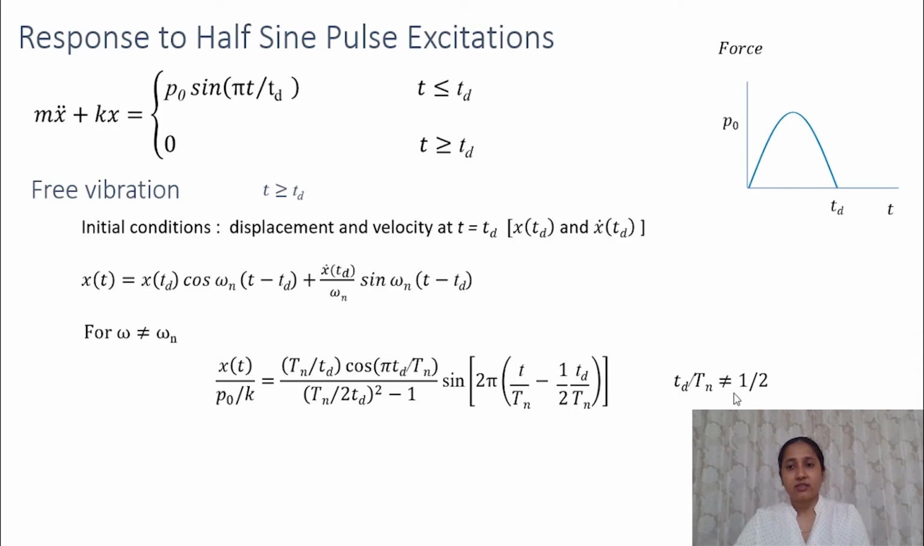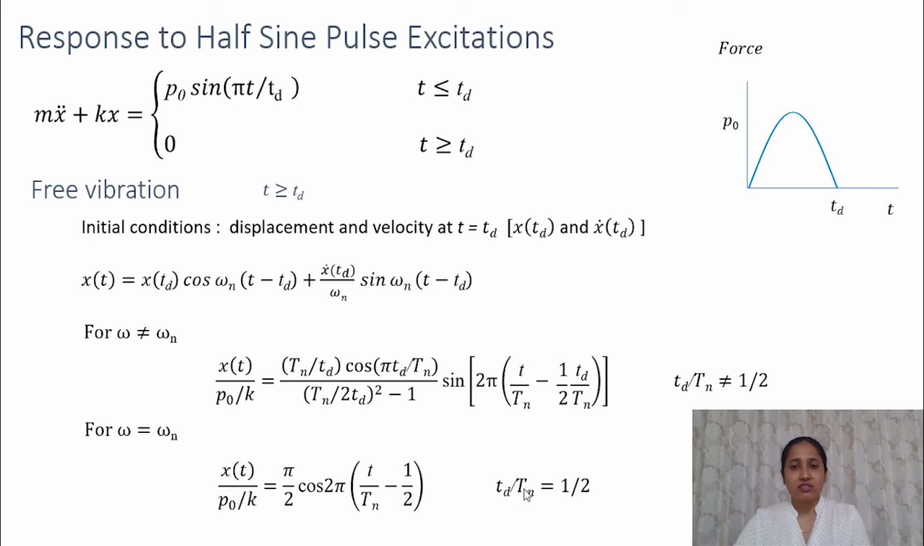When Td by Tn is equal to half, as we did in the previous case, we would derive another expression, and that would be this. This expression is valid when Td by Tn is equal to half. So now we know the forced vibration response and the free vibration response for omega equal to omega n and omega not equal to omega n. So we can plot the response curves.